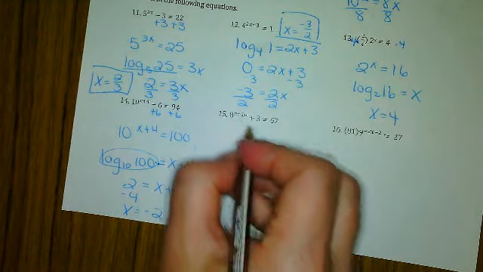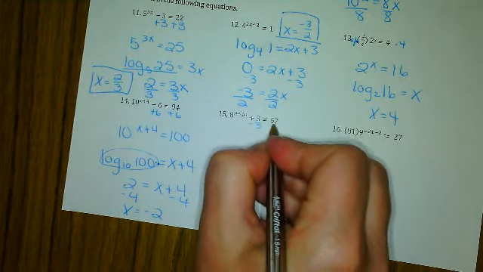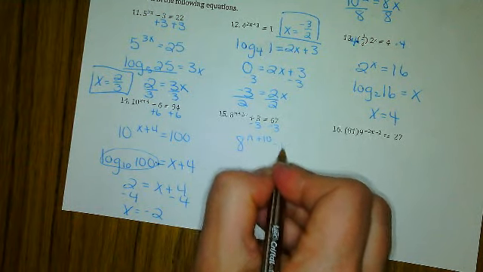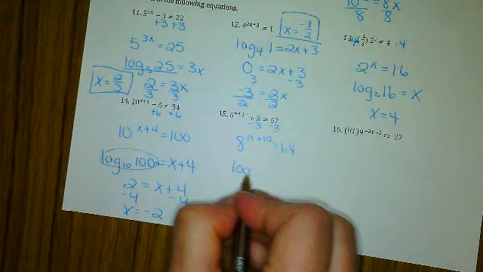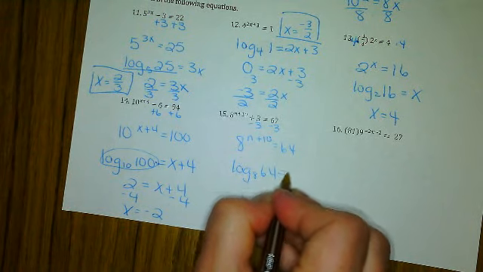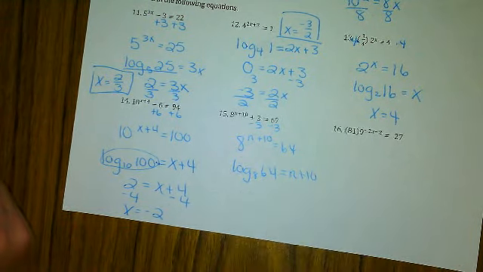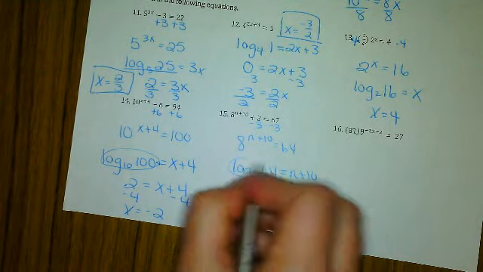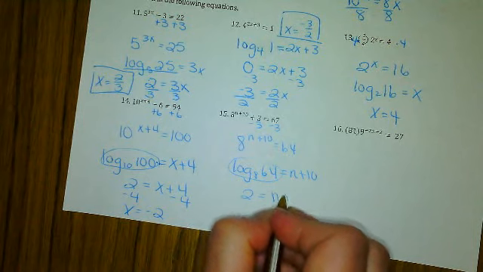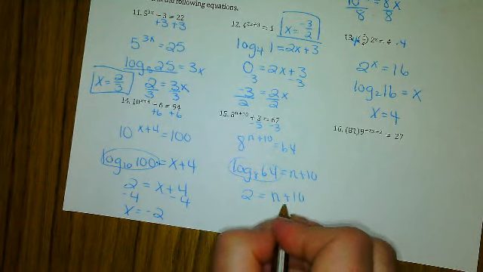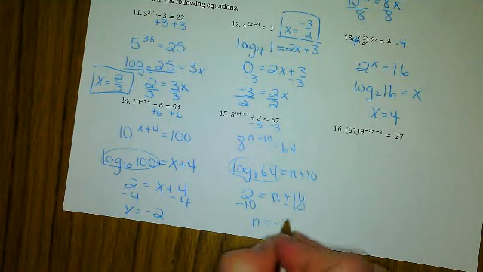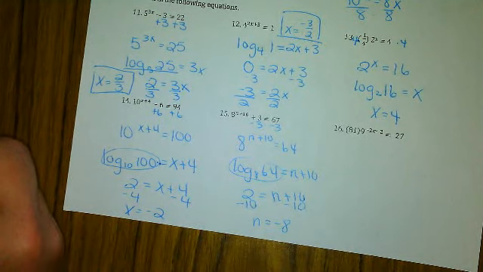Alright, on the next one, again, I'm trying to get that base and that exponent by itself, so I'm going to subtract 3. So 8 to the power of n plus 10 equals 64. Again, the base is the base, and the other switch place. Well, 8 to the power of 2 will give me 64, so this whole thing here is 2. So 2 equals n plus 10, minus 10, minus 10, n equals negative 8. All those are coming out really nice.